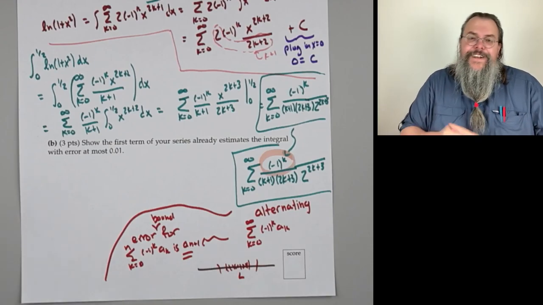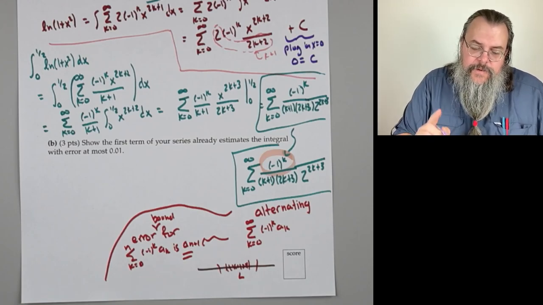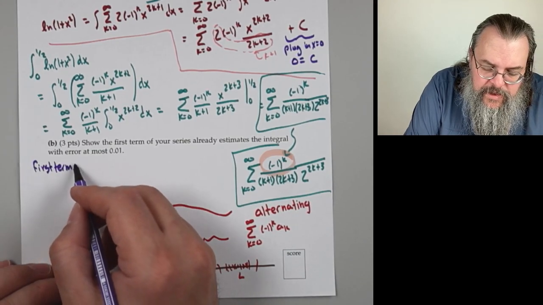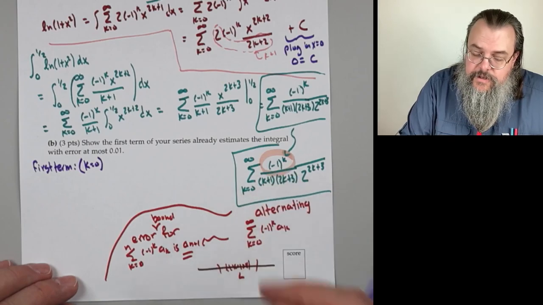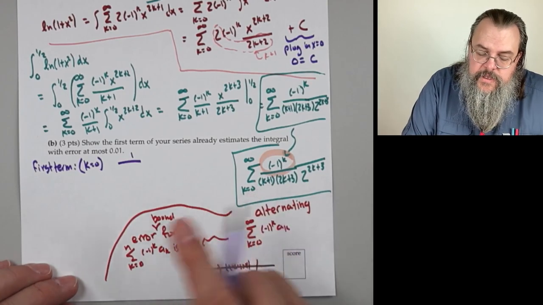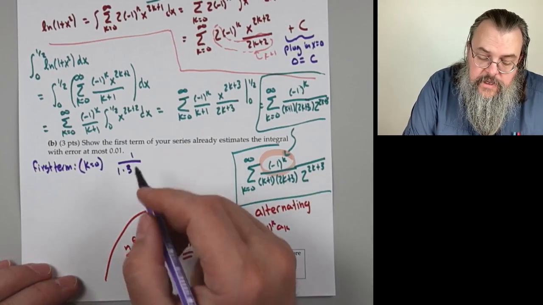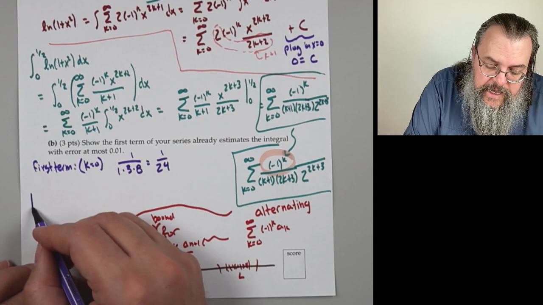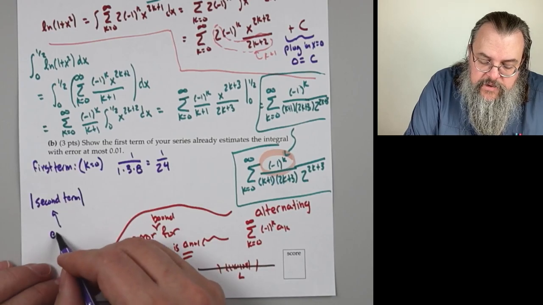Okay, so what I need to do is look at my first and second term. My first term, I technically don't need to know, but that's okay. This would be k equals 0. We plug it in: (-1)^0 is 1, then 0 plus 1 is 1, then 0 plus 3 is 3, and 2 to the 3 is 8. So that's 1 over 24. Now, the absolute value of the second term. This is my error bound.